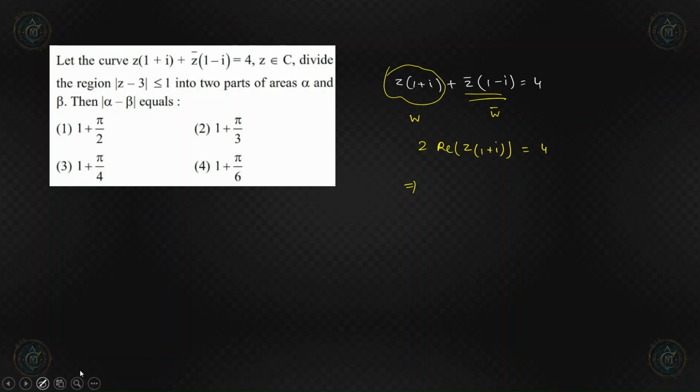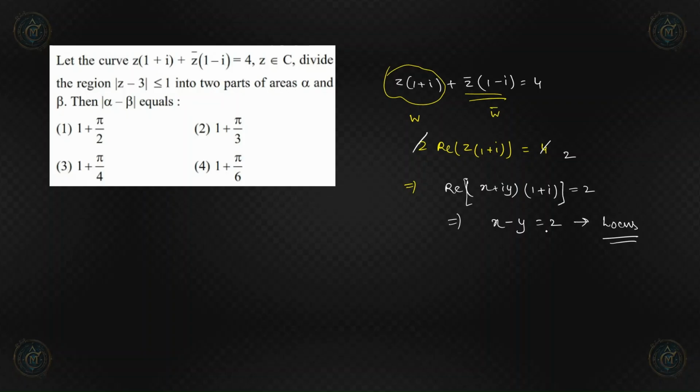That means if we calculate here, we get 2 times the real part of x plus iota y times 1 plus iota, which should be equal to 2. That means x minus y equal to 2. So this is our locus of z, right? It divides the region mod of z minus 3 less than or equal to 1. Okay, so what is this region? Let us sketch this.